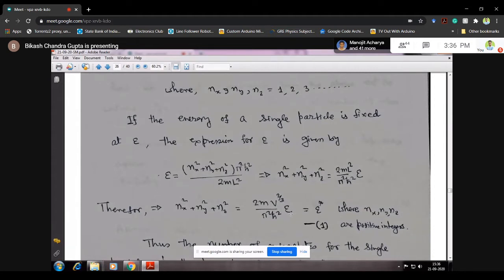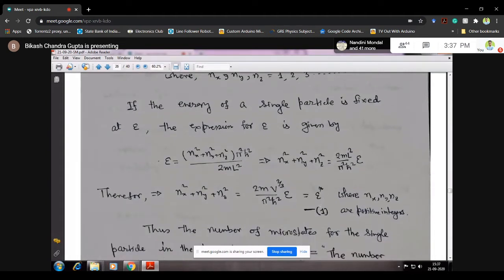Here epsilon is the total energy of the system. The n particle system has the energy E, and you can denote this whole thing as E star. Again, a number of times I stress the fact that these integers are positive integers, and that is going to play some role in counting the number of states.